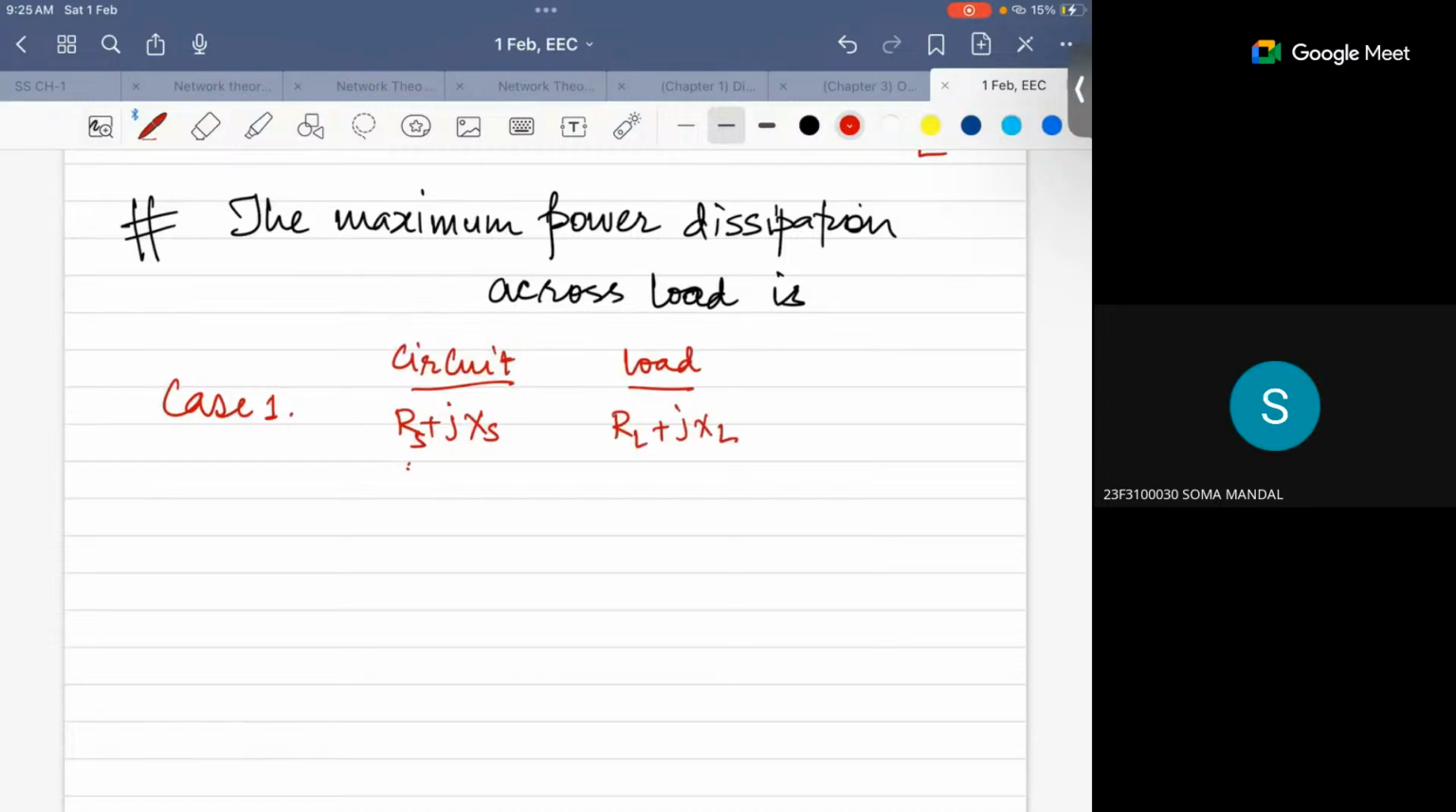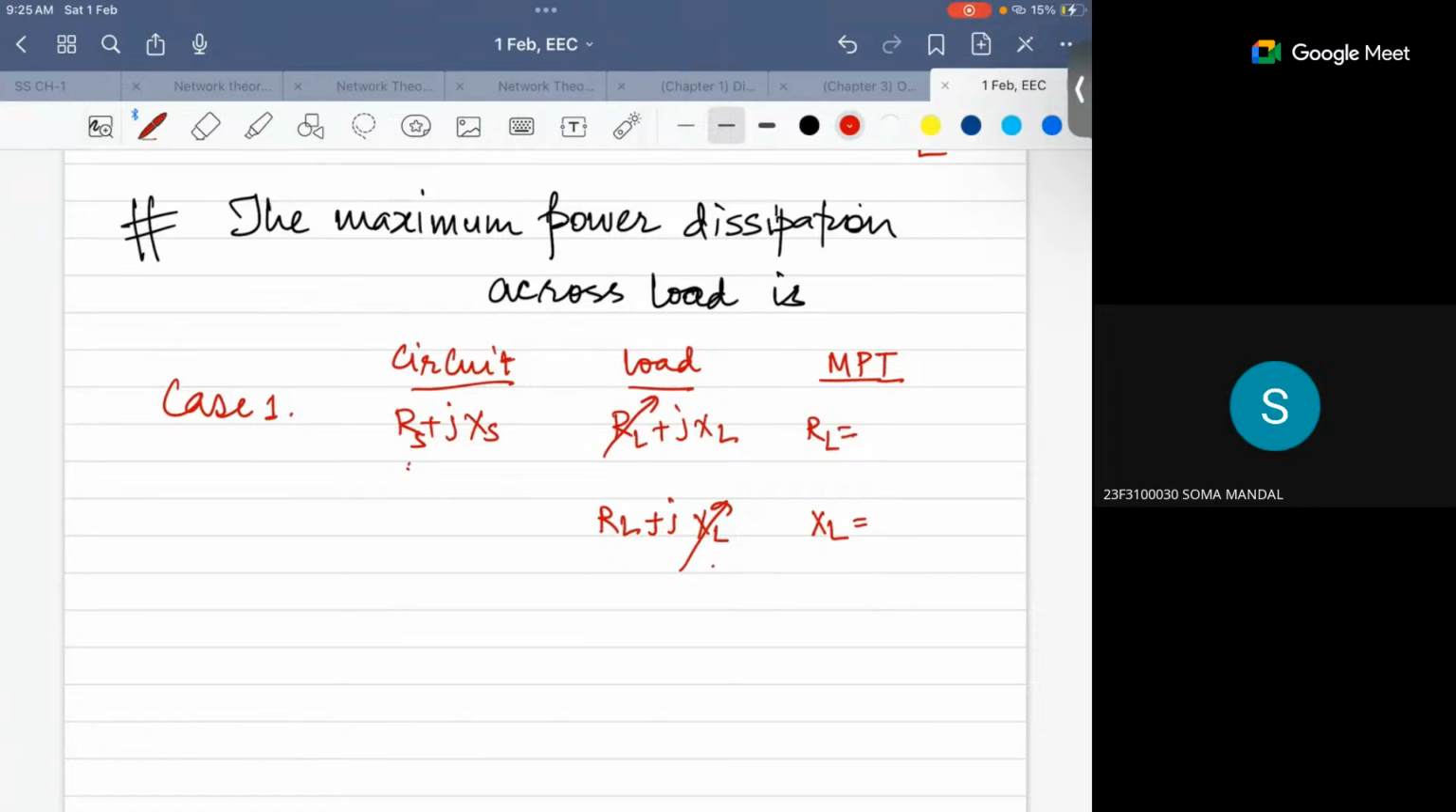And now there can be a question where only RL is varying. For example, in the first case RL is only varying and XL is fixed. Now you have to tell me at what particular value of RL the maximum power dissipation will happen, by the maximum power theorem. This can be one problem. The second can be where RL is fixed but only XL is varying. Now you have to tell me what will be the value of XL such that the maximum power will get dissipated through this whole load.